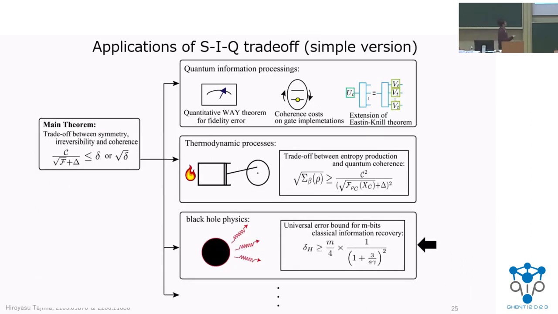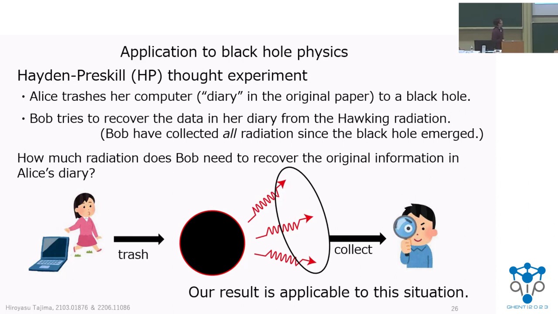Now I talk about the third application. The third application is black hole physics. Our target of the application is the Hayden-Preskill thought experiment. In this thought experiment, Alice trashes her computer diary into a black hole, and Bob tries to recover the data of Alice's diary by using Hawking radiation from the black hole.